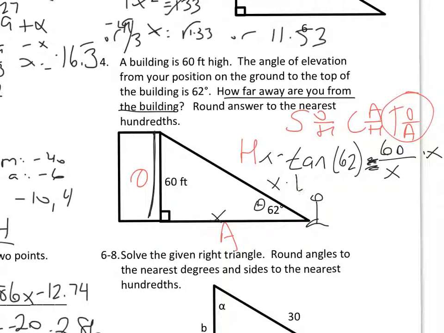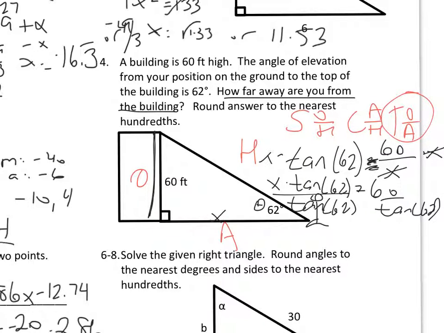Now I get X times tangent of 62 equals 60 because the X's simplify out. Now I need to get X by itself, so I'm going to divide by tangent of 62. If you want to get the decimal, you can. So then X is by itself: 60 divided by tangent of 62.